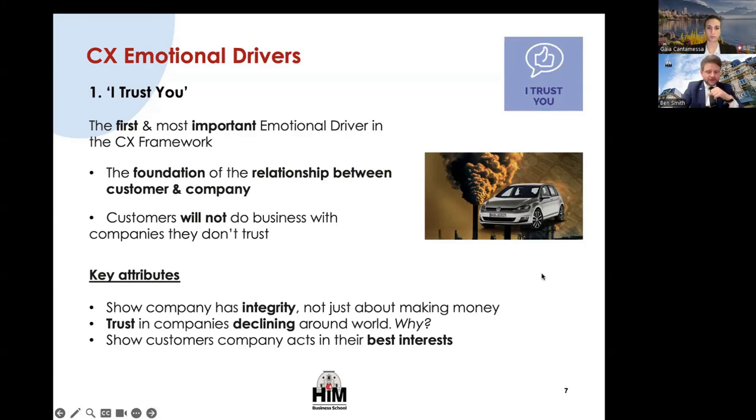So for the I trust you driver, this is essentially showing that the company is authentic and honest, and they are not just selling products or services to make money. It's about having integrity. Trust in companies globally is declining around the world. Why do you think customers globally in 2025 are trusting companies less? Maybe you can write in the chat just one word, 2 words. Why do you think trusting companies is declining?